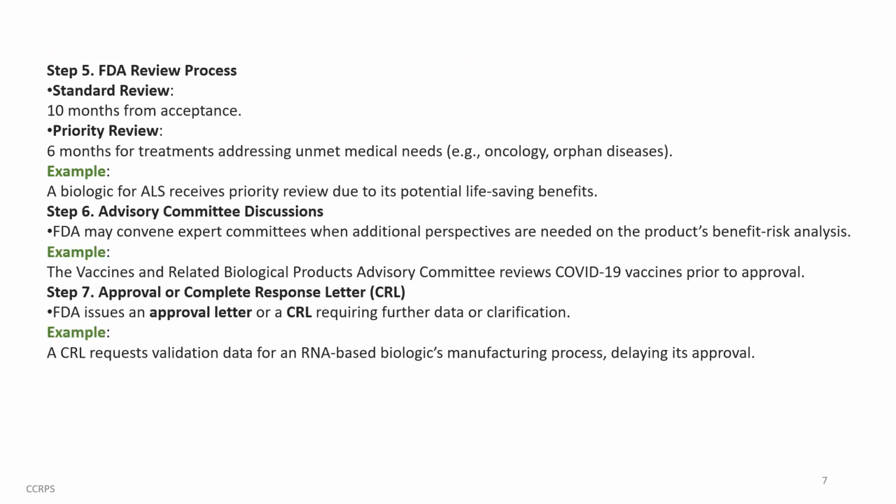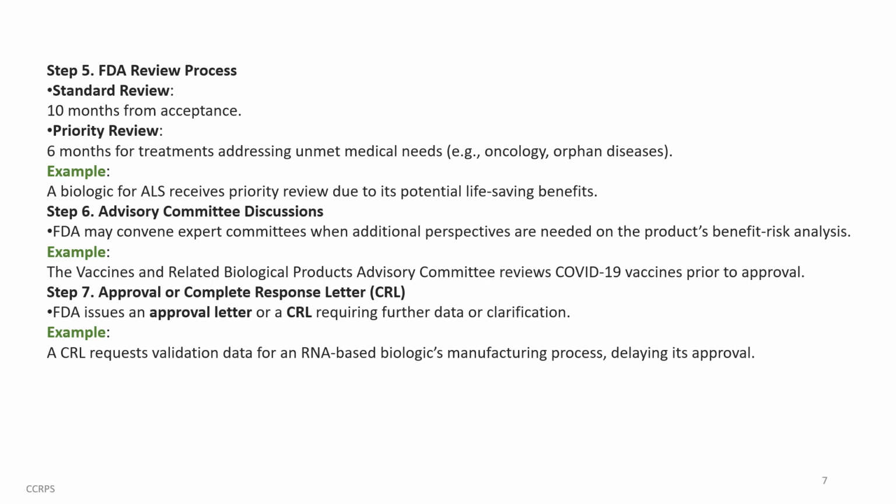Step 5, FDA review process. Standard review: 10 months from acceptance. Priority review: 6 months for treatments addressing unmet medical needs, for example oncology or orphan diseases. A biologic for ALS receives priority review due to its potential life-saving benefits.